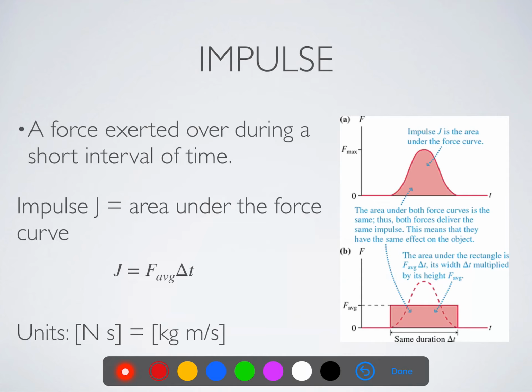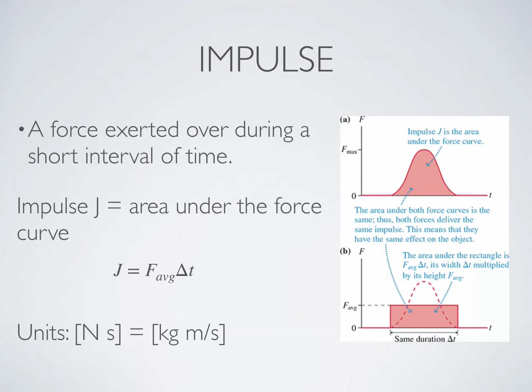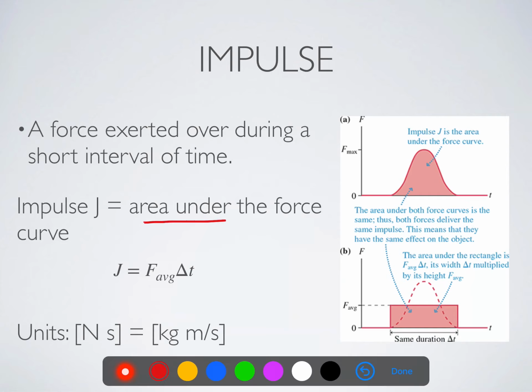So impulse is a force exerted over a short interval of time. Specifically, it is the area under the force curve, which means that impulse, which we represent with a J, is equal to the average force delivered to that object multiplied by the time that it is interacting with that object. If you look at this picture over here, we can see that all of this shaded in area right here is the impulse. That is the amount of force per time that is being delivered to that.